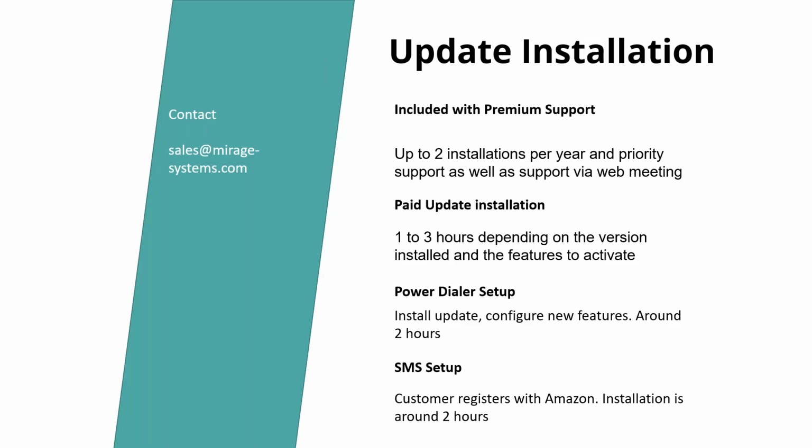So here is a short information about the update installation. It is worth mentioning that the premium support includes up to 2 installations per year, and prioritized support as well as support via web meeting are included in the premium support. For a paid installation, it always depends on what kind of installation it is. For the SMS setup, the customer registers or must have an AVS account, and the installation takes about 2 hours.